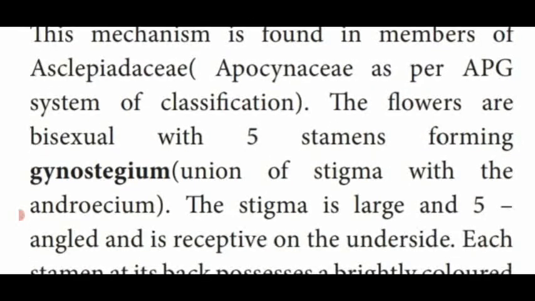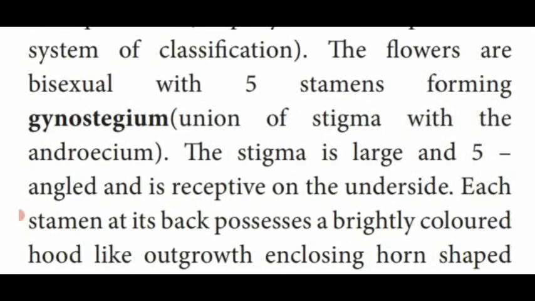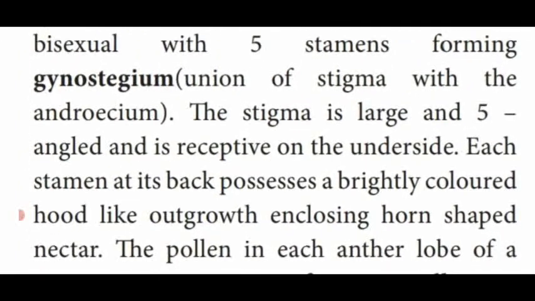The flowers are bisexual, that is, both the sex organs are present in the same flower, which contains 5 stamens. All the 5 stamens are joined with the stigma. This condition is called gynostegium. That is, all the 5 stamens are fused with the stigma, which is larger in size.